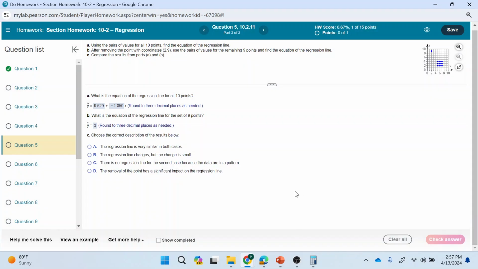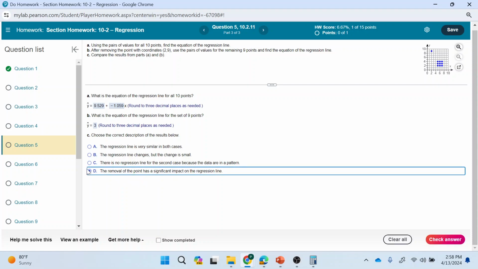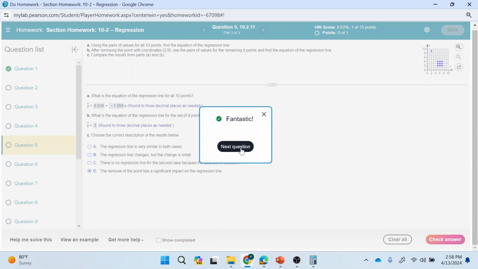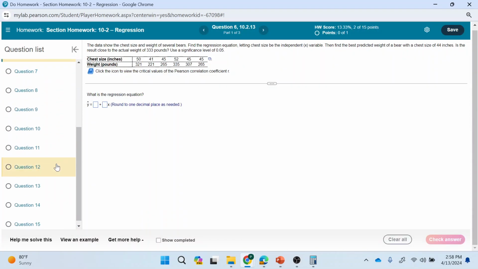Okay, so the next question is to compare parts A and B. As you can see, there is a huge difference because of one influential data point. So the regression line changes; the removal of the point has a significant impact. So this one is the right option. Okay, let's go to the next question.